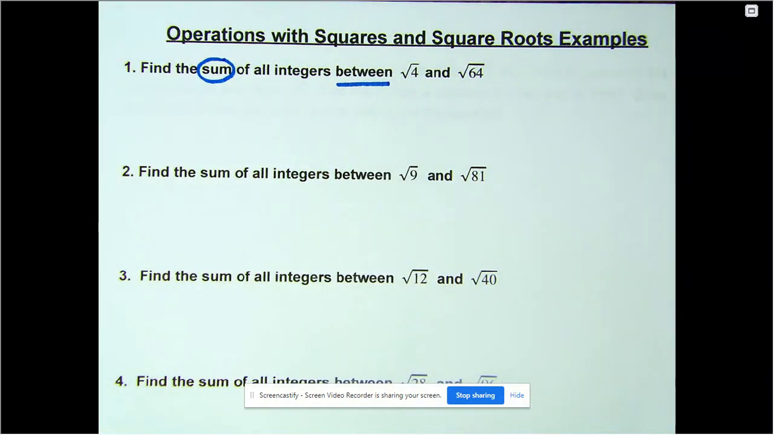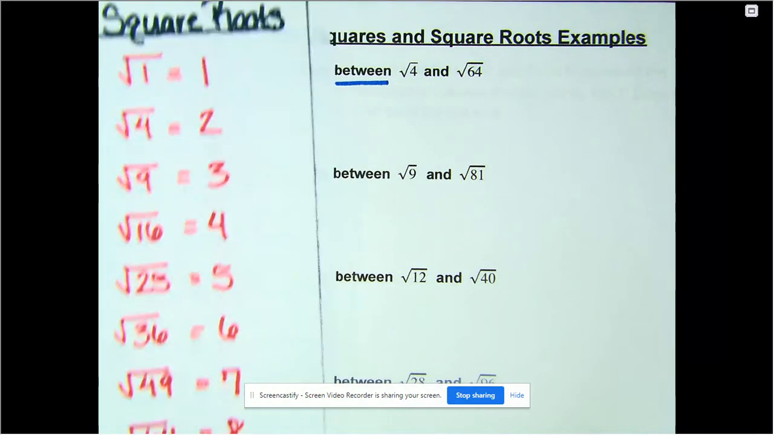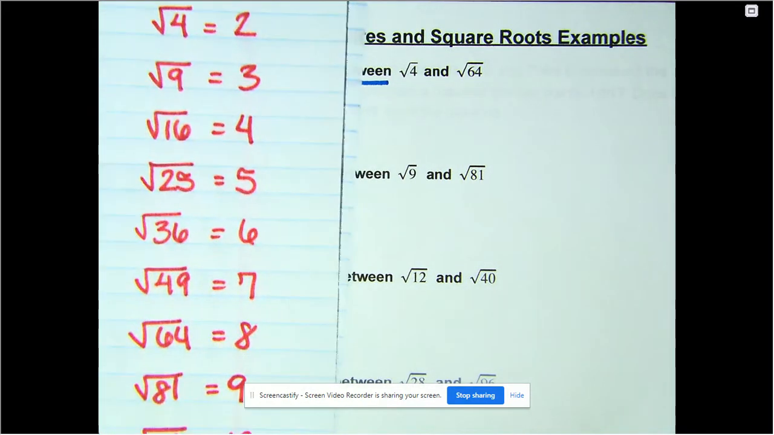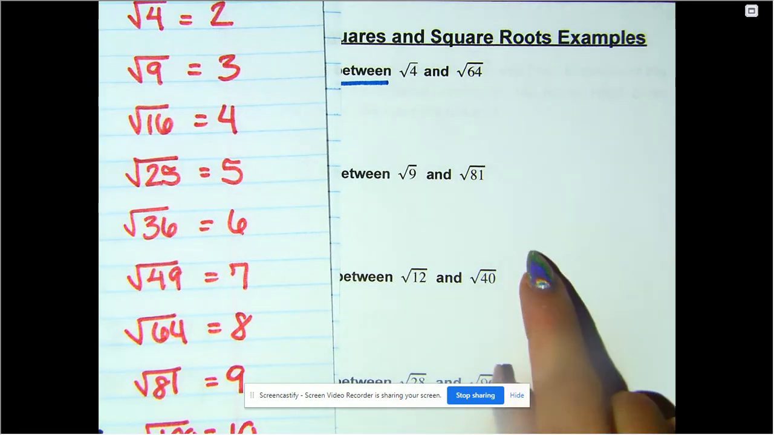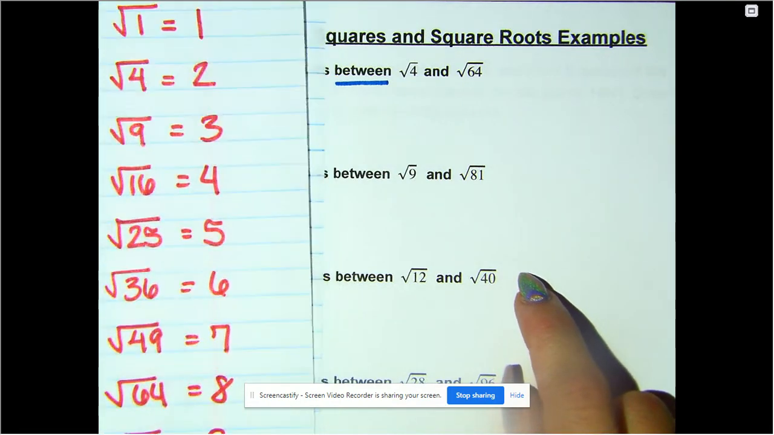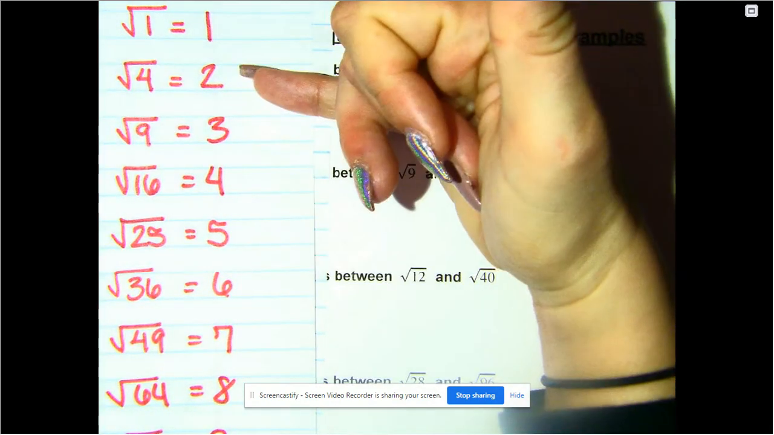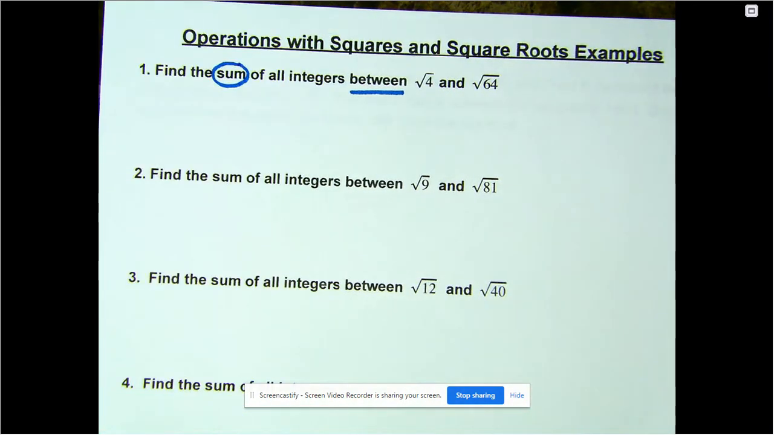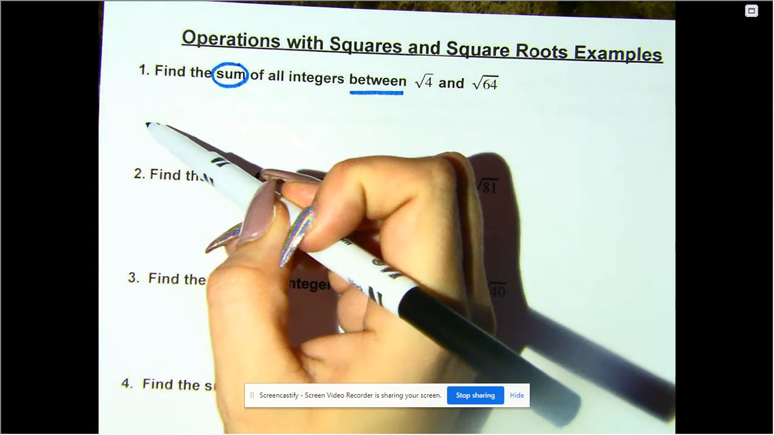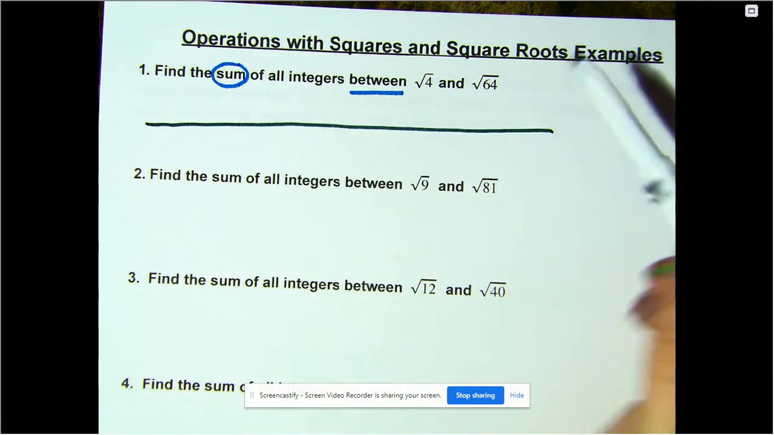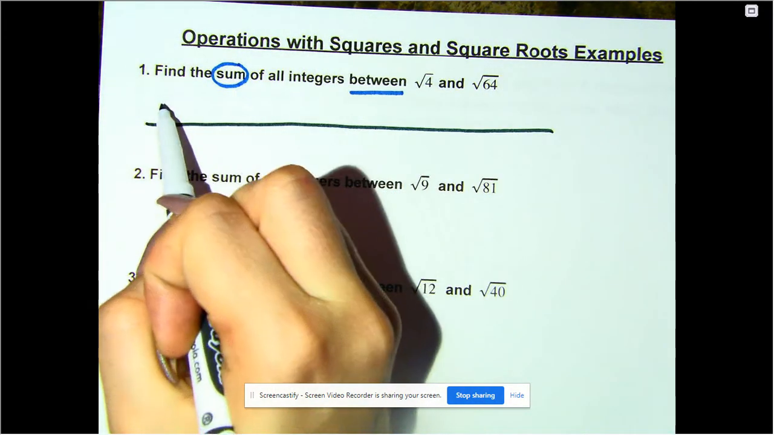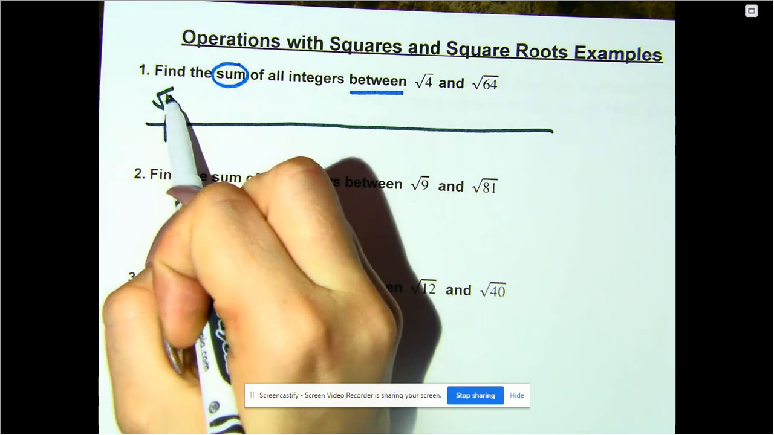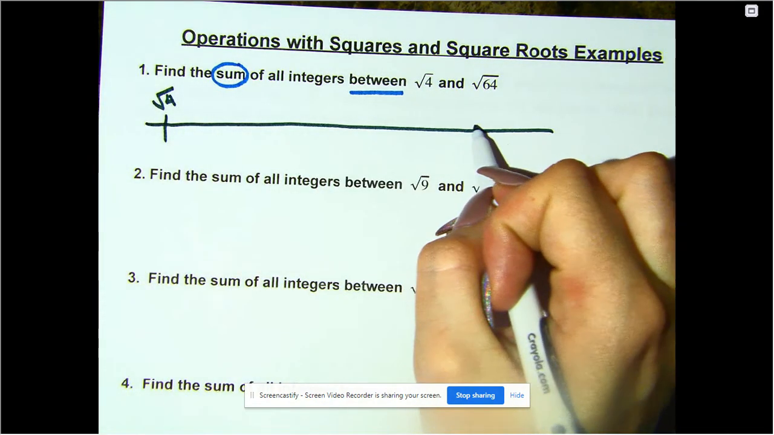Okay, so you're going to take out your list of perfect square roots that we have made the last couple of days and we've been using. And this particular problem is talking about the square root of 4 and the square root of 64. So the square root of 4 is 2 and the square root of 64 is 8. So I'm going to make a number line to help us out. Okay, so I have the square root of 4 that I'm going to place on the number line, and then also the square root of 64.